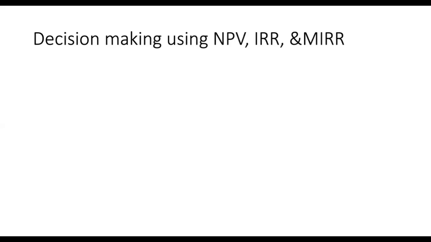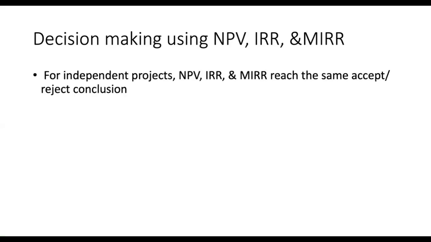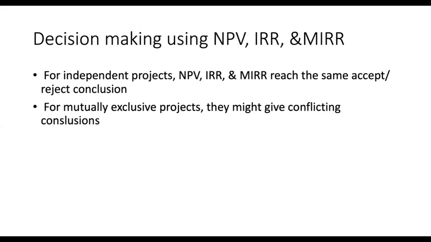Now let's look at decision making using all these three indicators, that is NPV, IRR, and MIRR. For independent projects, NPV, IRR, and MIRR reach the same accept or reject conclusion. But for mutually exclusive projects, they might give conflicting conclusions, which means that the NPV might be telling you to invest in project A, whereas the IRR might be telling you to invest in project B, and the MIRR might be telling you to invest in project A. So these are the conflicting conclusions that these indicators might give you.